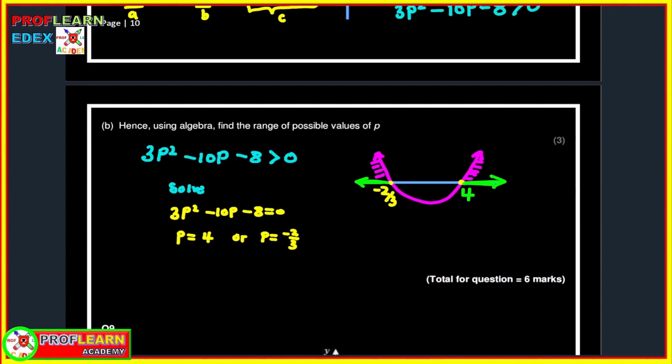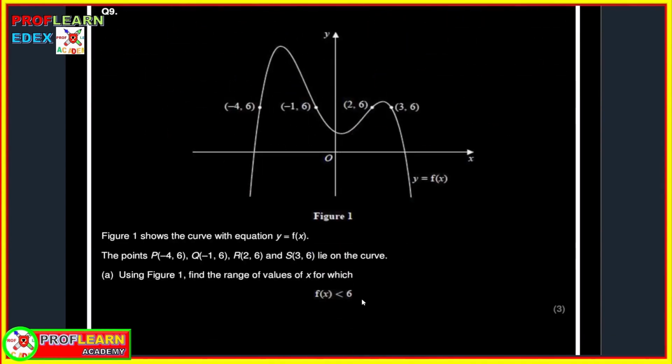Hence, we are supposed to use algebra to find the range of possible values of p. So we are supposed to solve the quadratic inequality 3p squared minus 10p minus 8 is greater than 0. We are going to treat the inequality as an equal sign so that we can use the quadratic formula in order to solve for p, and p is 4 or p is negative 2 over 3. So since we need the region above the line, we shall say p is greater than 4, or p is less than negative 2 over 3.